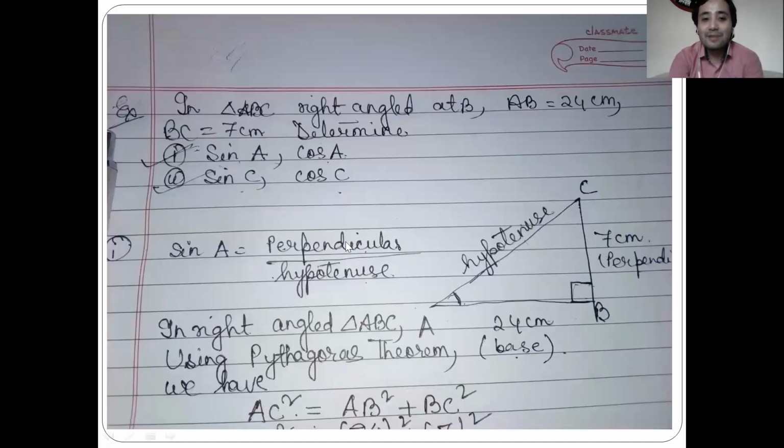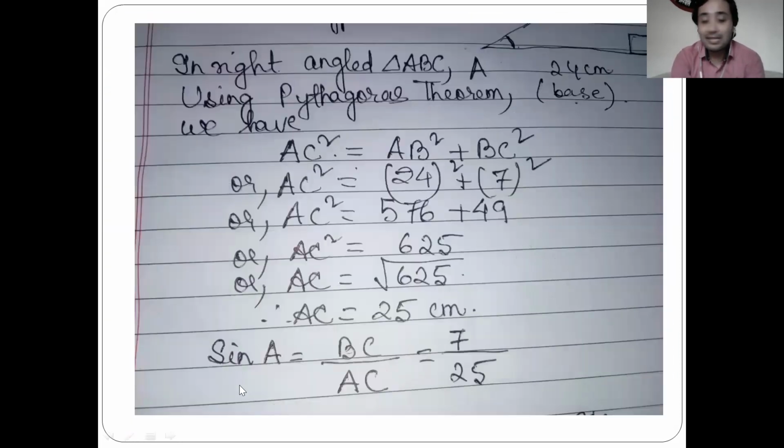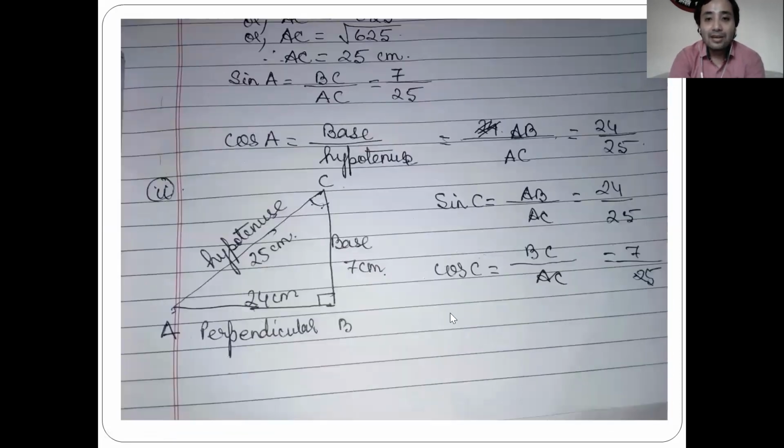Now let me find sine A and cos A. Sine A is given by perpendicular by hypotenuse and cos A is given by base by hypotenuse. So perpendicular is how much here? Perpendicular is BC, so 7 by hypotenuse. Just now I found it is 25, so 7 by 25. Cos again, what was the formula? Base by hypotenuse. So what is my base here? AB, 24 and hypotenuse is 25. So 24 by 25. So sine is 7 by 25 and cos is 24 by 25. So this is how we solve the first part of the question.